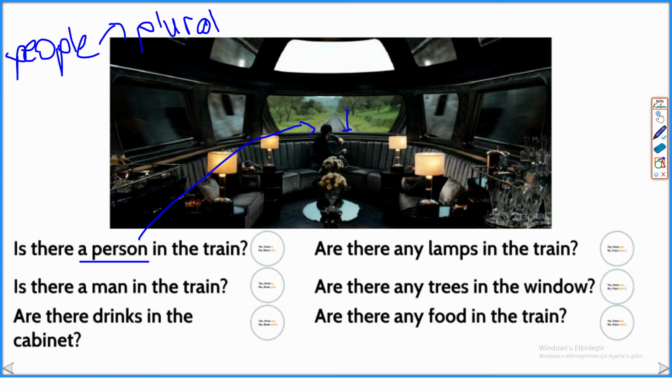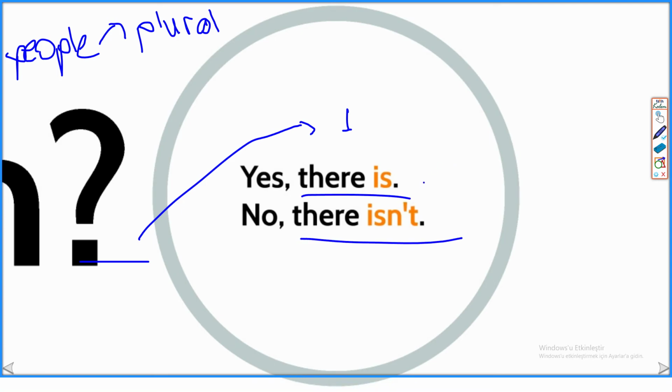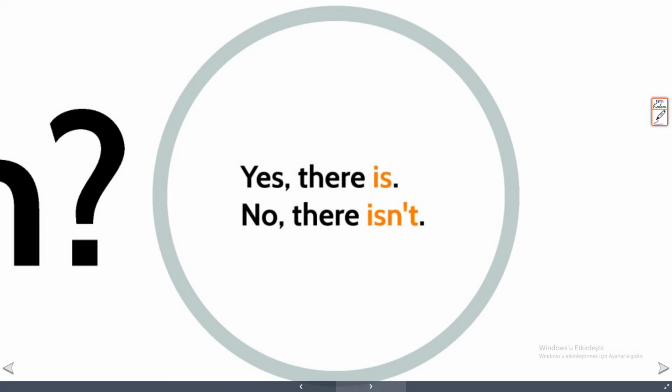Okay, is there a man in the train? Is there a man or a girl in the train? Yes, there is a man. Yes, there is, or no, there isn't. And by the way, it is a short answer. We don't have to say "a man". It is extra, I think.